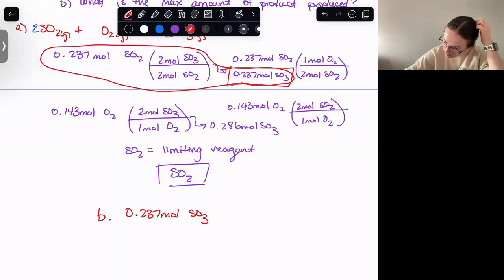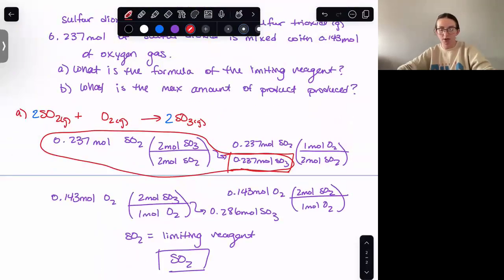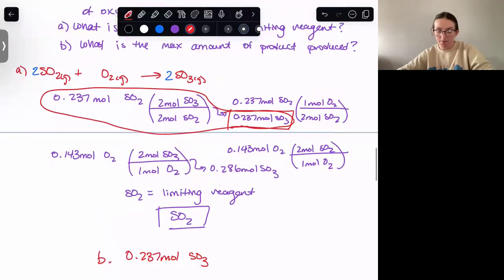Yep, so right, for question A, we asked what is the formula of the limiting reagent. We found the limiting reagent in question A if you use the left-hand side by saying, okay, I have 0.237 moles of SO2. And so in order to see how much is produced, I'm going to say I'm going to produce 0.237 moles of SO3, right? If SO2 is my limiting reagent, I would only produce 0.237 moles of SO3.